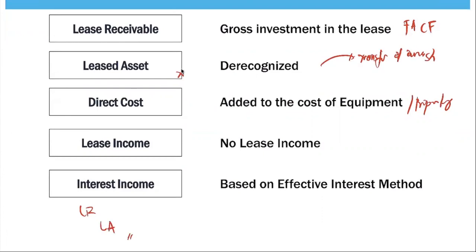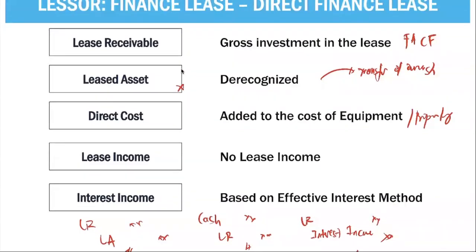So that's how you will recognize it. And then once you collect something out of your lease receivable, so debit cash, credit lease receivable, and then you can recognize interest income out of your lease receivable. So debit lease receivable, credit interest income. Take note, since this is considered a finance lease, there is no lease income. Take note of that. In a finance lease, there is no lease income.